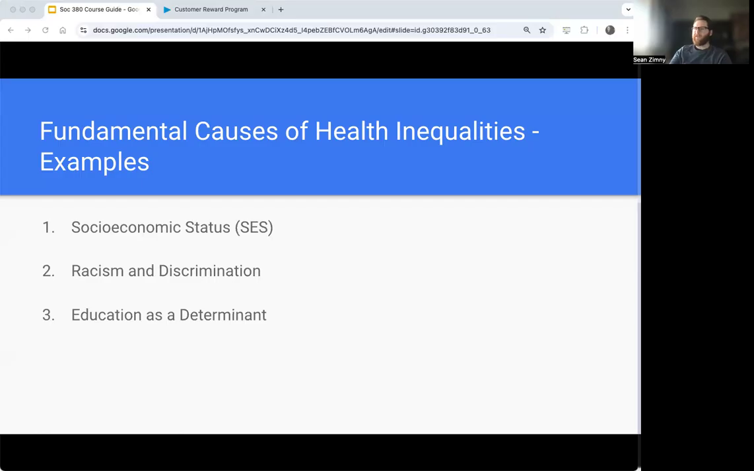Fundamental causes of health inequity. Just some examples here, some more sociological insights. With socioeconomic status, we've talked a little bit about this, but just to reinforce, individuals from lower socioeconomic status backgrounds often face cumulative disadvantages, such as limited access to healthcare, nutritious food, and safe living conditions. Sociological research highlights how this leads to a cycle. It's not just a one and done. Low socioeconomic status not only contributes to poor health outcomes, but also reinforces economic and social barriers. That's really important to understand, that upstream effect and that cycle effect.